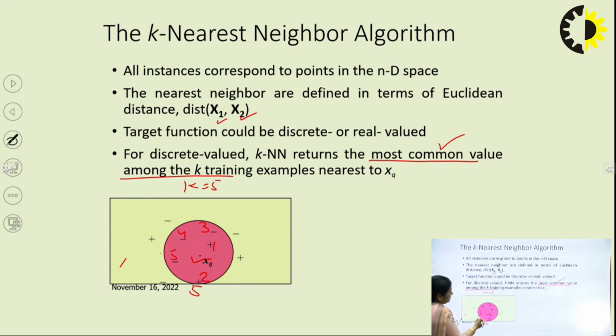So if we consider this, there are 5 neighbors, and 2 are positive and 3 are negative. So which is the common value? That is negative. So XQ will be assigned to the negative class. So it depends on what the neighbors are and to which class they are assigned. Based on that number, it will be assigned to the class of those neighbors which are more in number, the most common value.